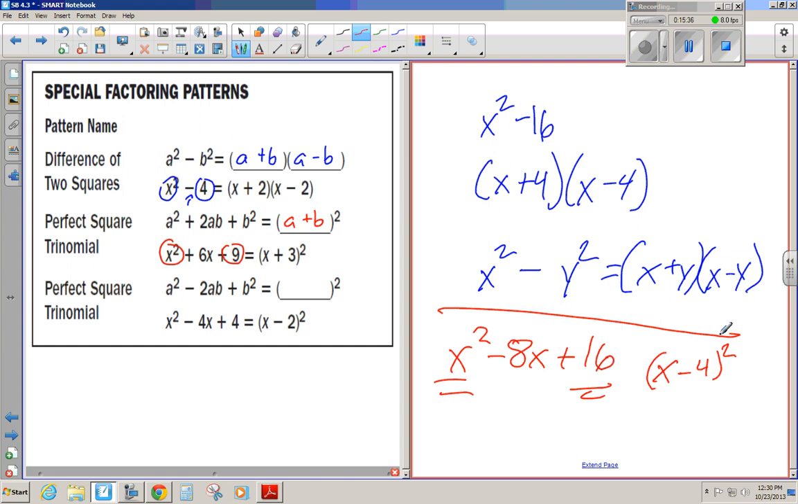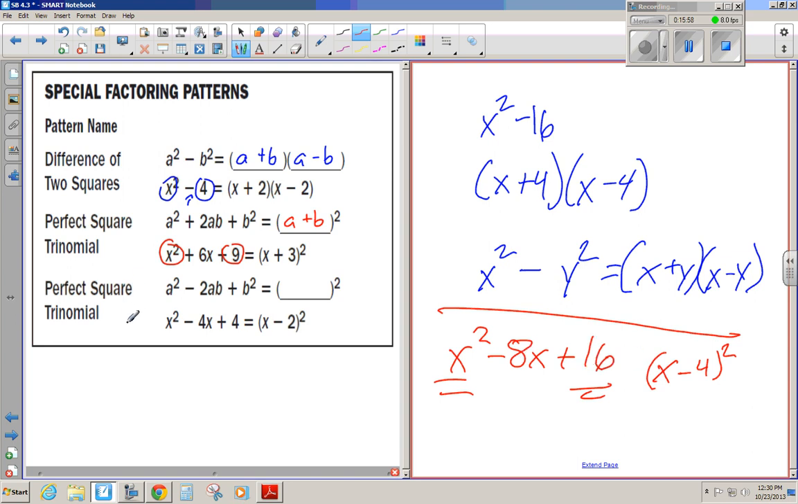And the reason we're hoping it's that is because the square root of 16 is 4. 4 plus 4 is 8. So for us, the square root of 16 is also negative 4, but we want a negative 8. So that's how it works out.